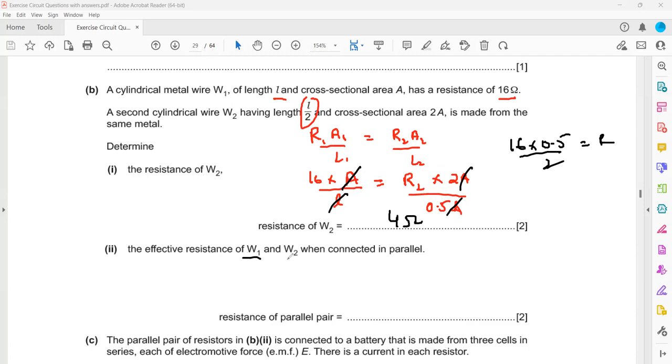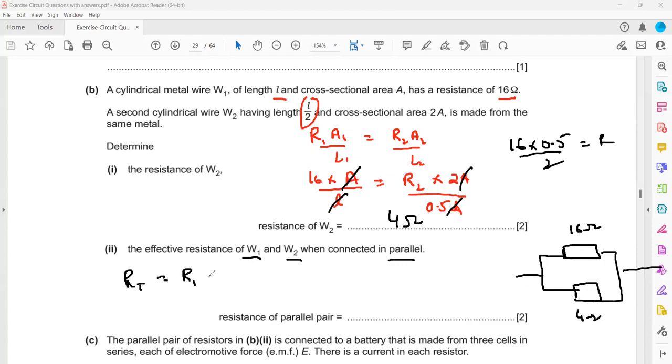Then the effective resistance of W1 and W2 connected in parallel. W1 has a resistance of 16 and W2 has a resistance of 4, and we want the effective or combined resistance. Whenever two components are connected in parallel, to get the combined resistance it is the product divided by the sum. So the total resistance is R1 into R2 divided by R1 plus R2. It will be 16 times 4 divided by 16 plus 4. 16 times 4 is 64, divided by 20. So this will equal 3.2, and the unit is ohm.